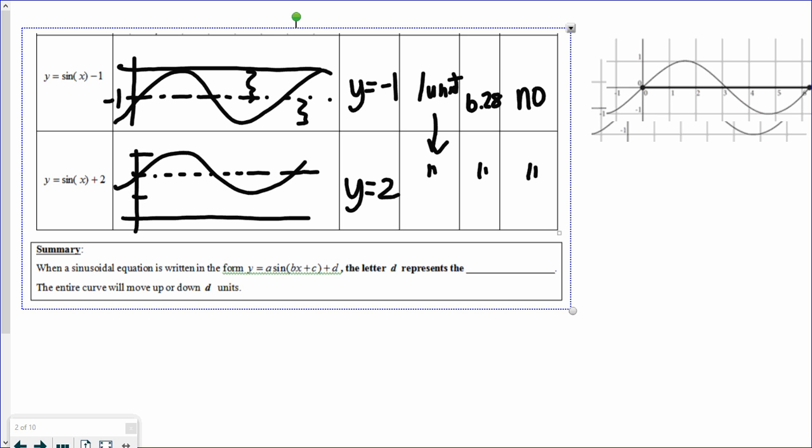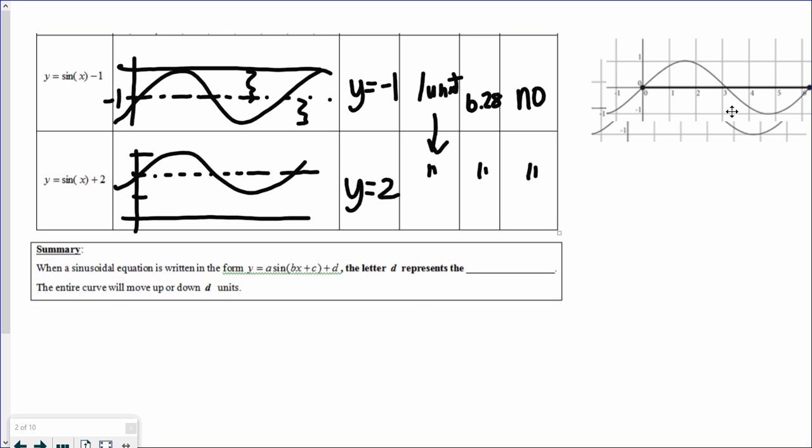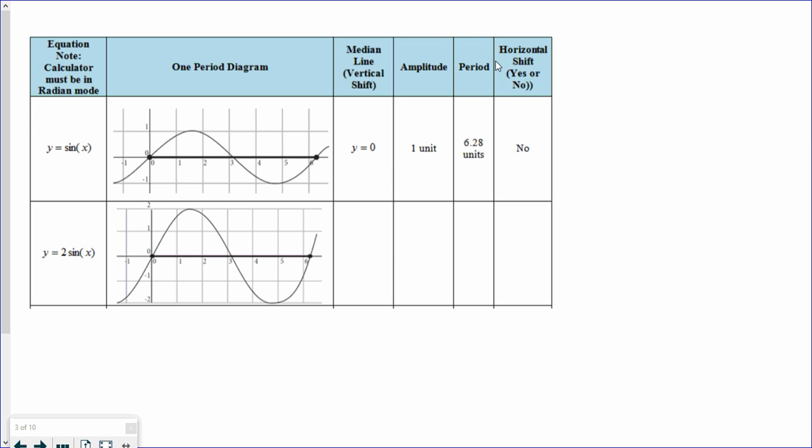So our summary for this part is when a sinusoidal equation is written in the form y equals a times the sine of bx plus c, plus d, what we've changed in all of these is the d value. So we know that the letter d represents the median line. The entire curve will move up or down d units. So now do the same thing with the next graph.